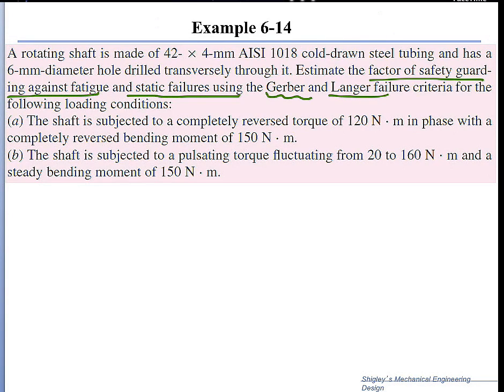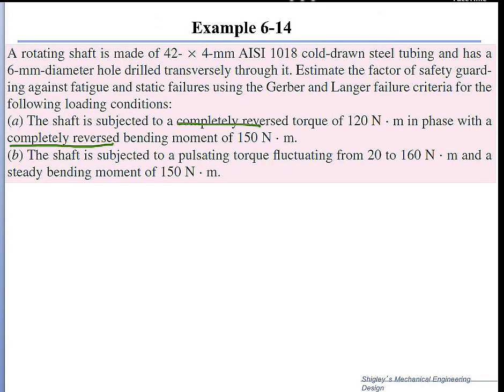And we would like to do that for two cases. One is the shaft subjected to a completely reversed torque of 120 Newton meter in phase with a completely reversed bending moment of 150 Newton meter. So we have two things applied at the same time, and they're completely reversed. Completely reversed means that the mean value is 0. That's how we translate it.